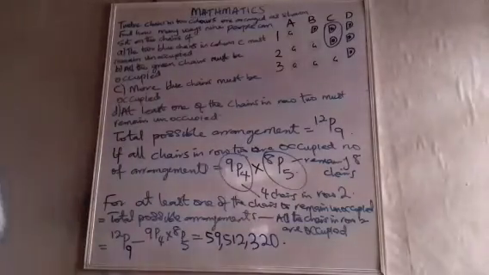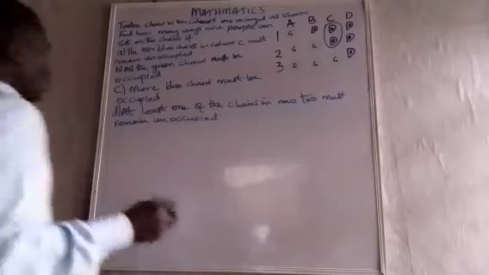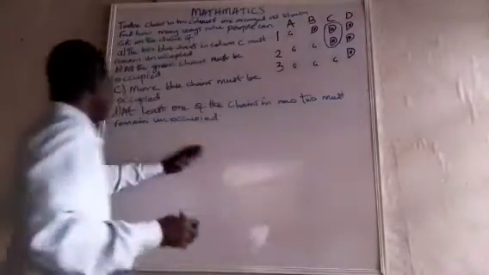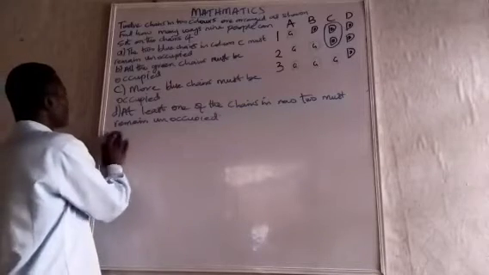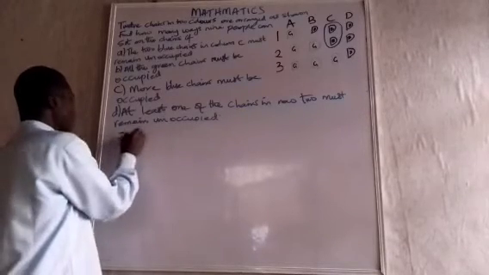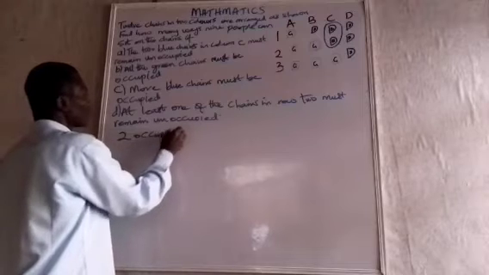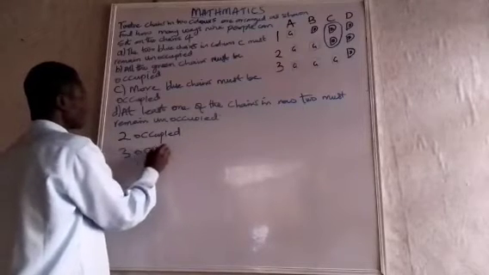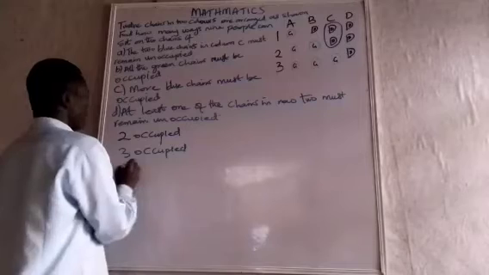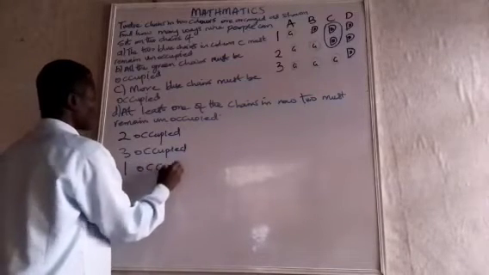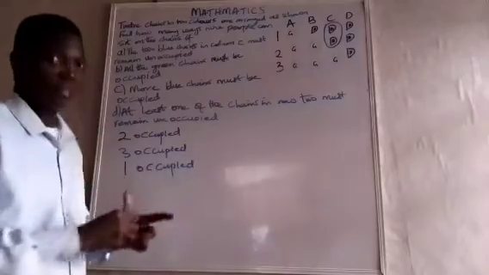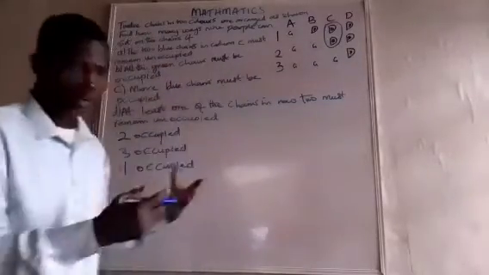Another way you can look at it is this. Now it says at least one of the chairs in row 2 must remain unoccupied. That is, we can have 2 occupied, 3 occupied, and 1 occupied. Sorry. And what does that mean? It means that all the 4 cannot be occupied.